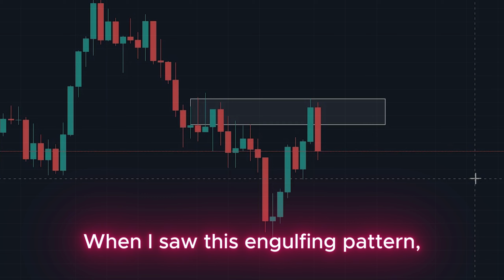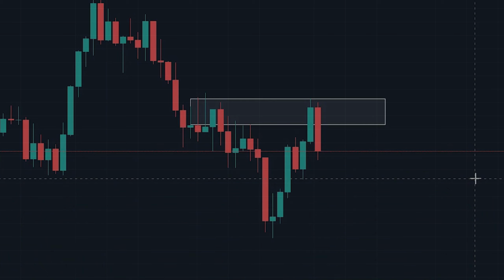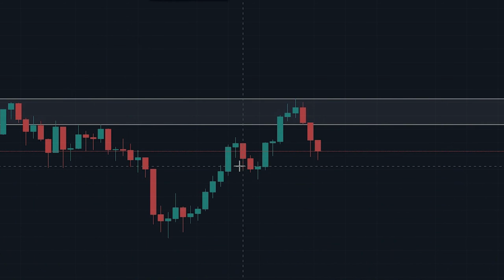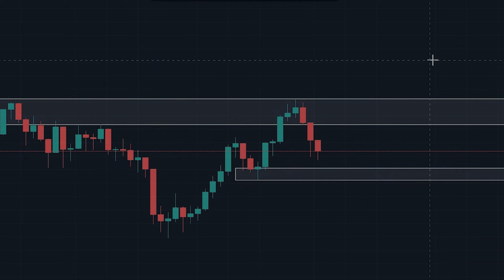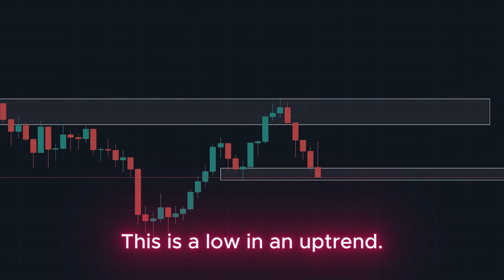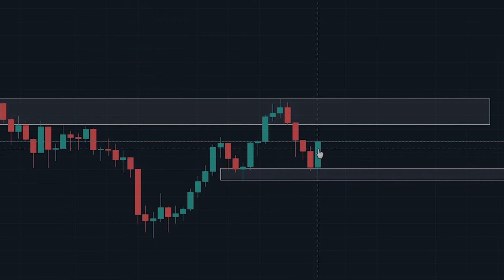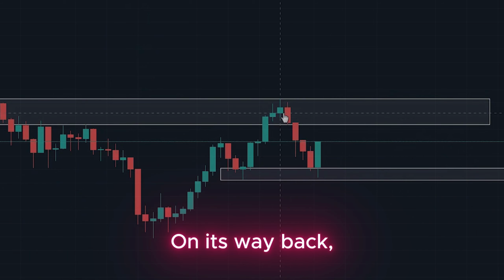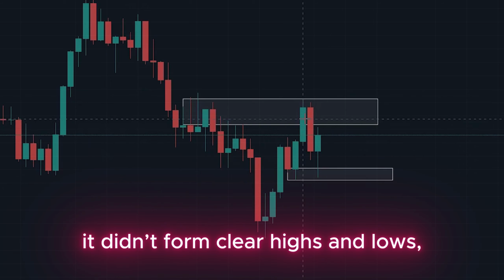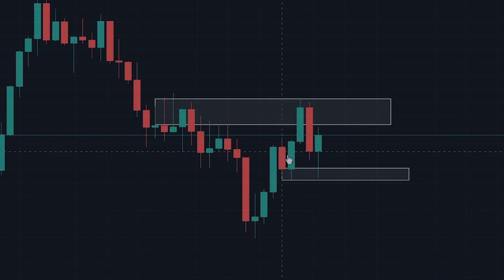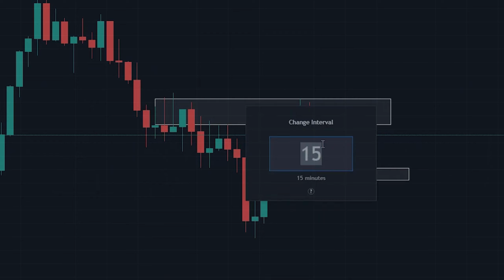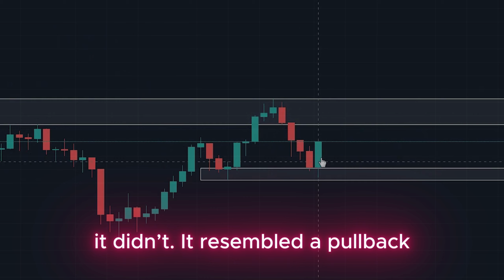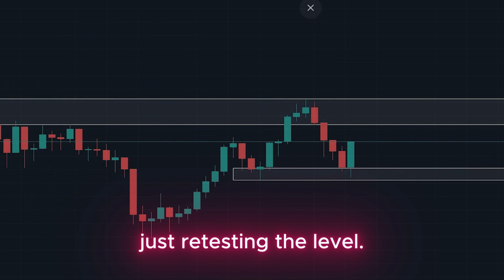When I saw this engulfing pattern, I entered the trade immediately without noticing the broader context. Let's zoom into a lower time frame for a clearer view. This is a low in an uptrend. The price retraced to this low and rejected it with a strong reversal candlestick pattern. On its way back, it didn't form clear highs and lows, unlike in this case. Here, the price formed clear highs and lows. But in this case, it didn't. It resembled a pullback, just retesting the level.